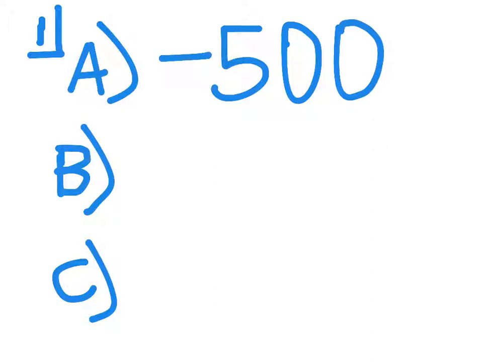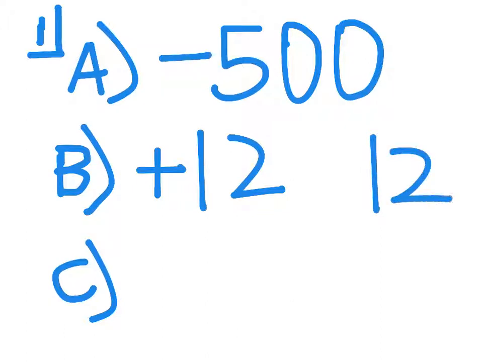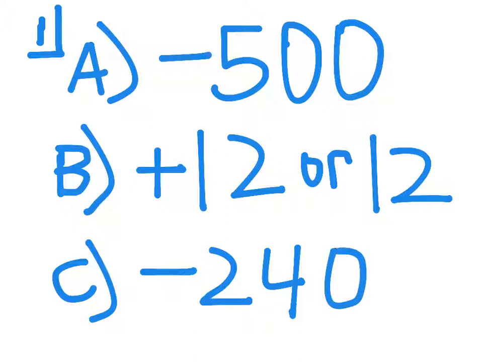And so example number 1 on page 78, we've got 3 different ones. It wants you to write an integer. So when it says 500 feet below sea level, that's at -500 since it's below sea level. B, a temperature increase of 12 degrees. That would be represented by +12, or you could just say 12. You don't have to have the plus sign. And then a loss of $240. That would be represented by a -240. Those are all integers. Notice there's no decimals or fractions in there.